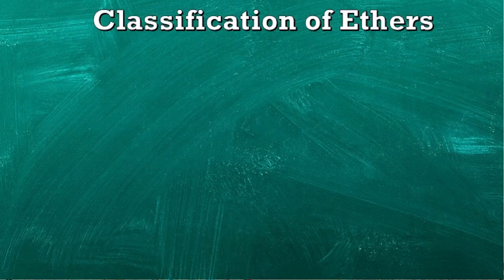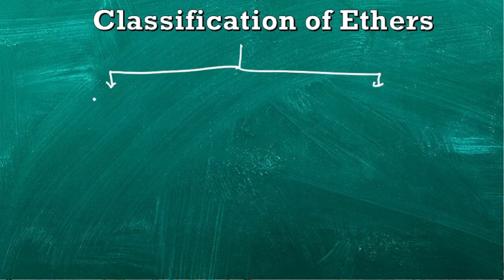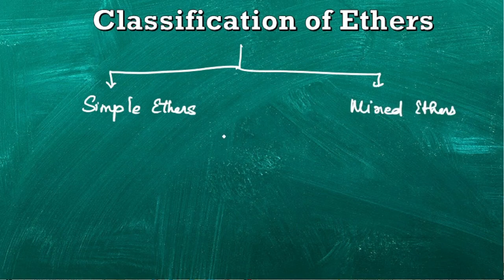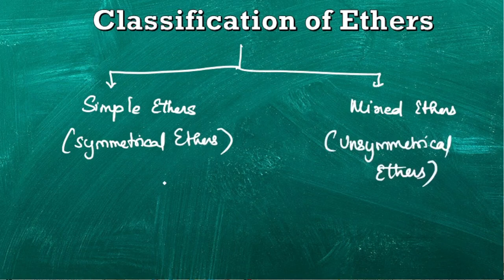Now, moving on to the classification of ethers. Ethers are classified into two types. One is simple ethers. Another one is mixed ethers. So simple ethers are also called symmetrical ethers. And mixed ethers are called unsymmetrical ethers.